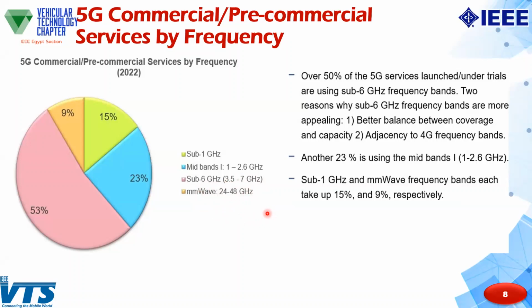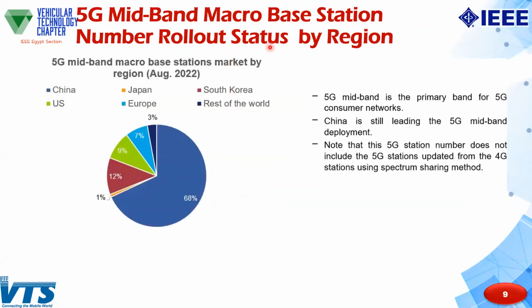Okay. From the number of rollout status by region, we have this classification by August 2022. This is for China, about 68%. All the region is covered with 5G. South Korea and the rest of the world is 3% only. Europe 7%, US about 9%. We are talking about the huge amount of deployment in China in order to deploy the 5G real network.